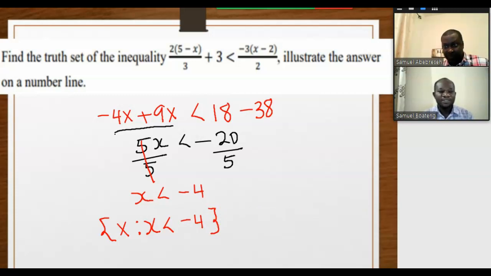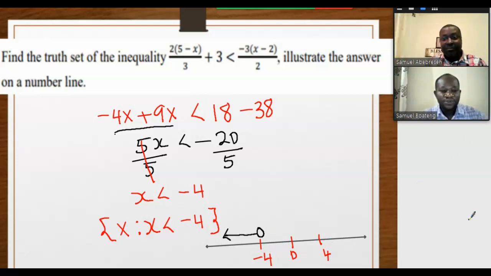The next part, the second part, is to represent it on a number line. So you draw your number line, and mark minus 4.